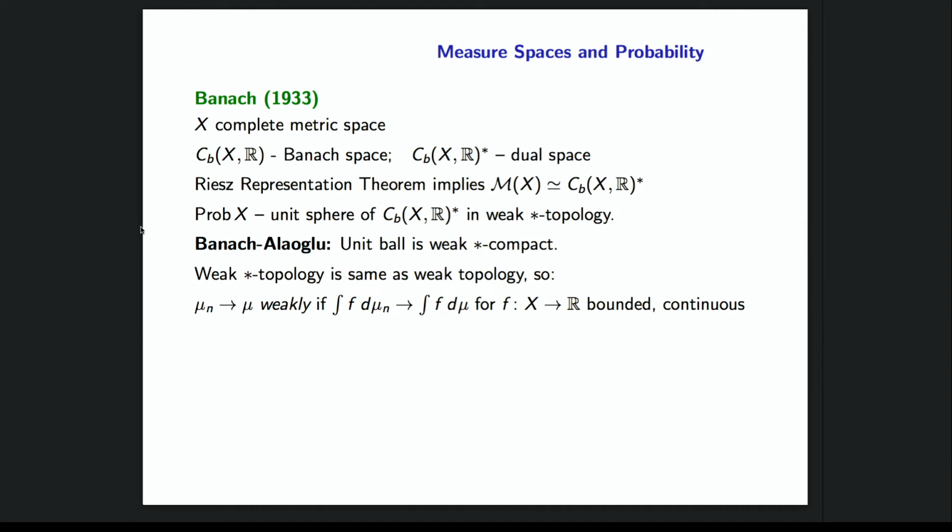And the Banach-Alaoglu theorem tells you that the unit ball here is weak star compact. And so the unit sphere is as well, and the unit ball is what Prakash was referring to as the sub-probability measures. The unit sphere is the probability measures. But in fact, in this setting, the weak star topology is the same as the weak topology. So a sequence of measures, probability or sub-probability measures, converges weakly to mu if and only if integrating against any bounded continuous function, the integral of f d mu n converges to the integral of f d mu. Okay? So that's one strand that I wanted to recall.